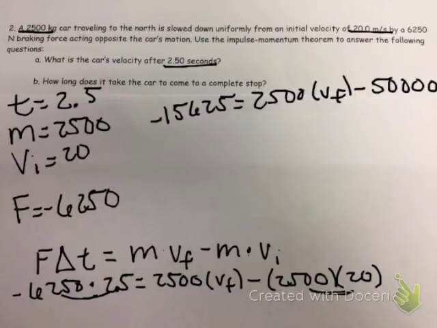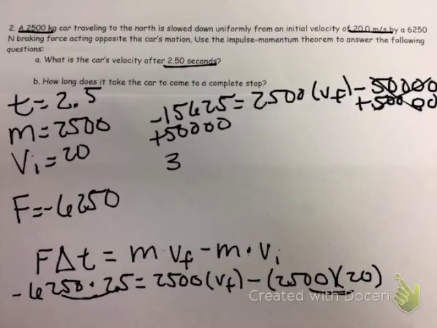So what is the next thing that we want to do here? We want to start getting VF by itself. So we're going to add that 50,000 to the other side. So add on both sides. That's our first step. And these will cancel out. So what is negative 15,625 plus 50,000? That would be 34,375.